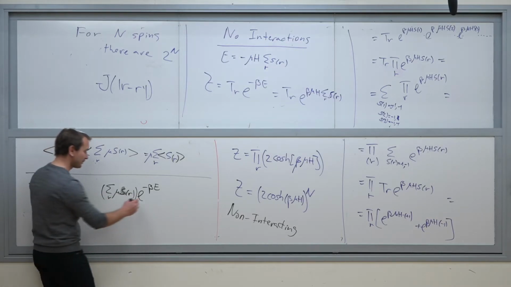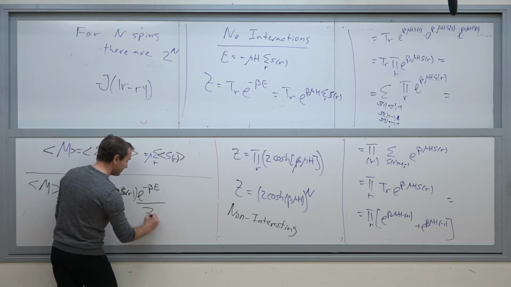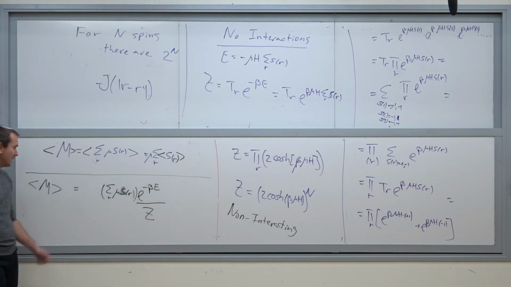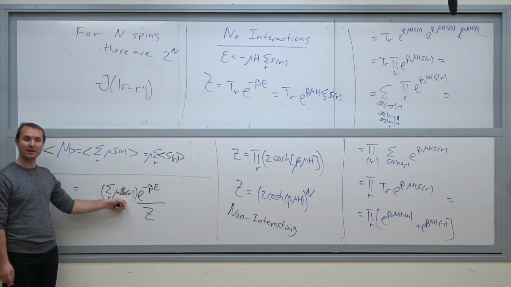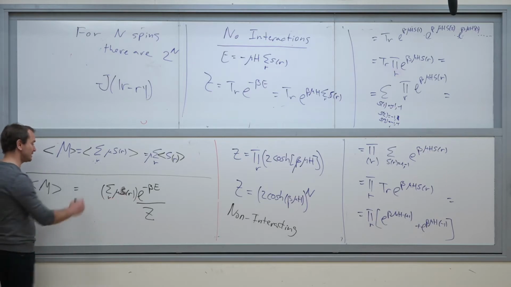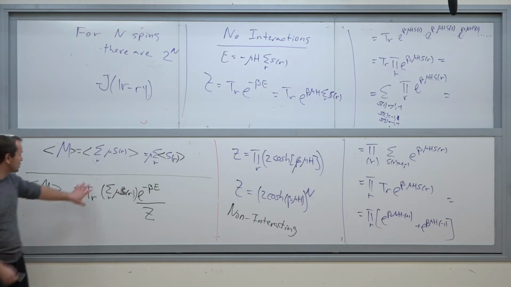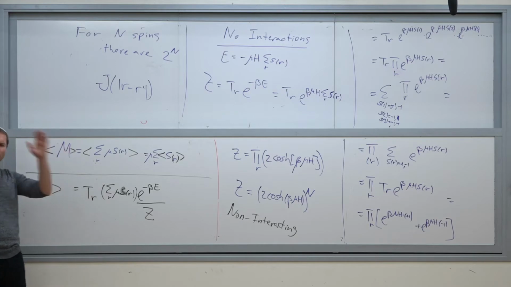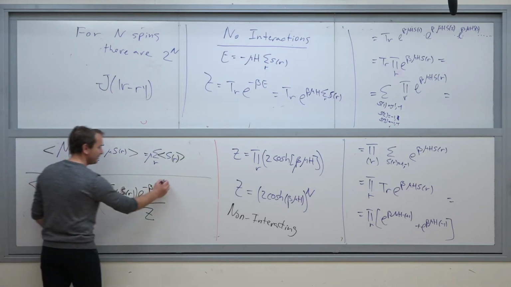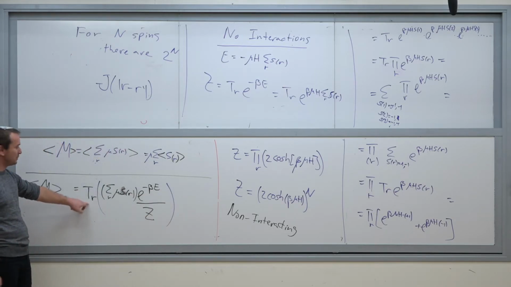What is the probability? Divide everything by Z. Now this is the probability of the system to be in a specific state. Now we have to count over all possible states. So should we have a trace over here? When I'm writing trace, I mean a summation over all possible eigenstates of the system. Okay? All possible states of the system. Right? So this is what we have here.